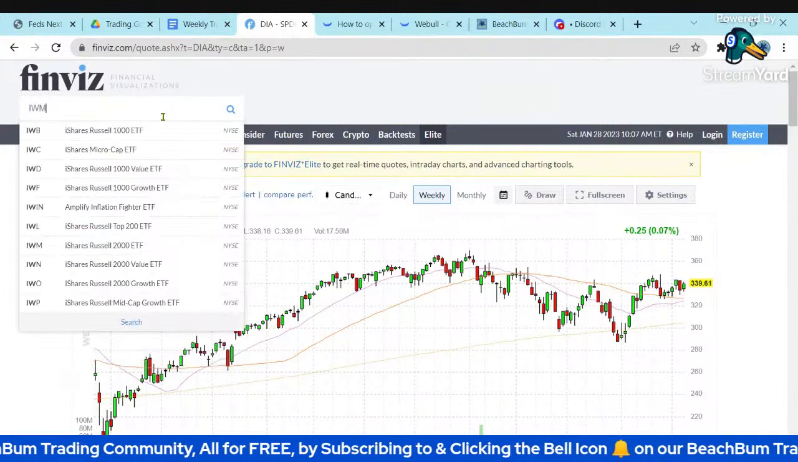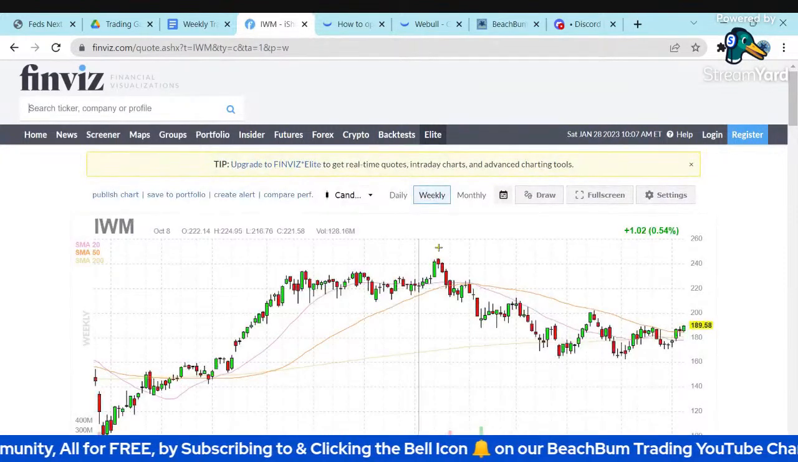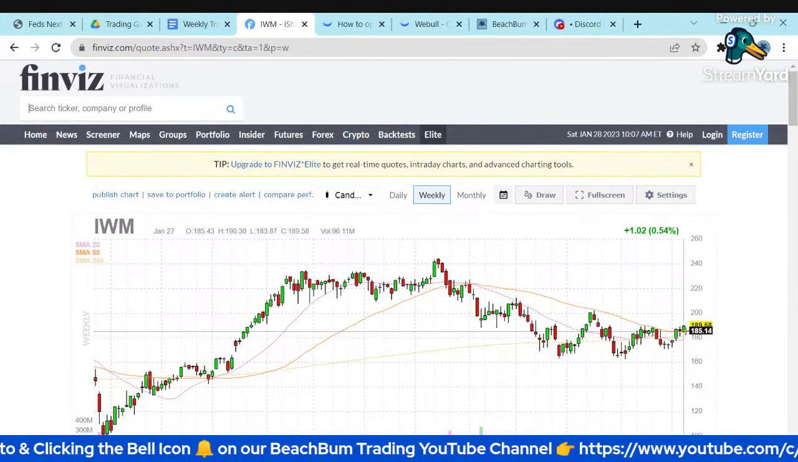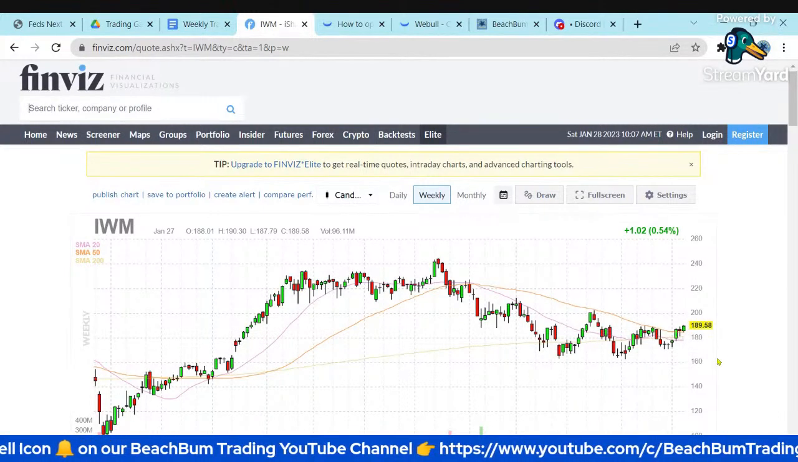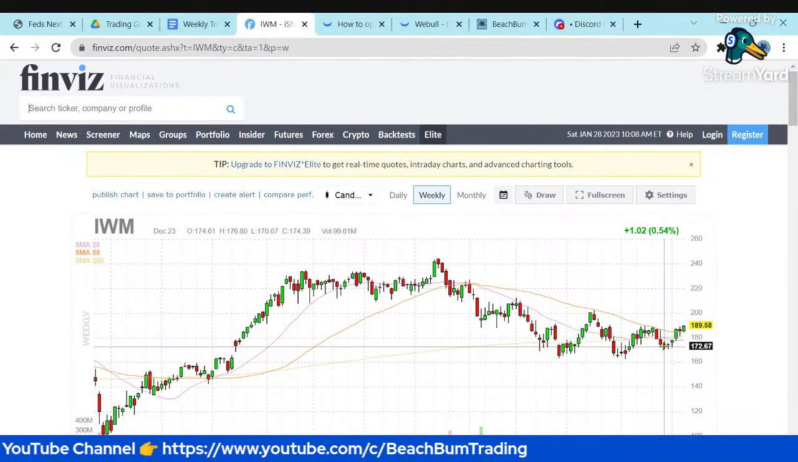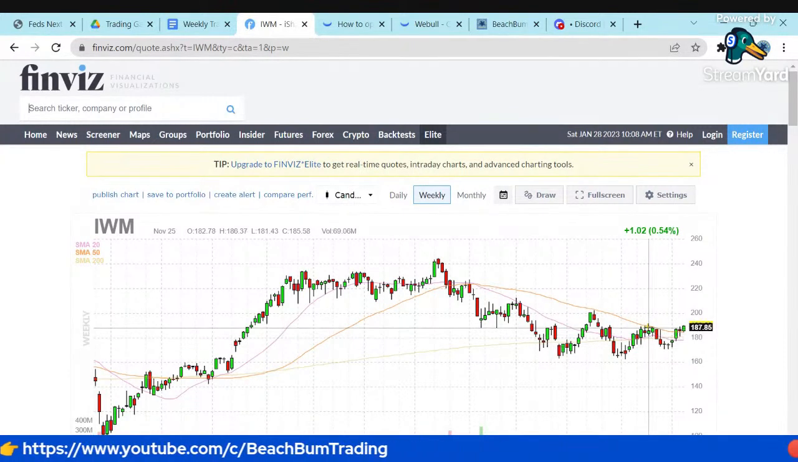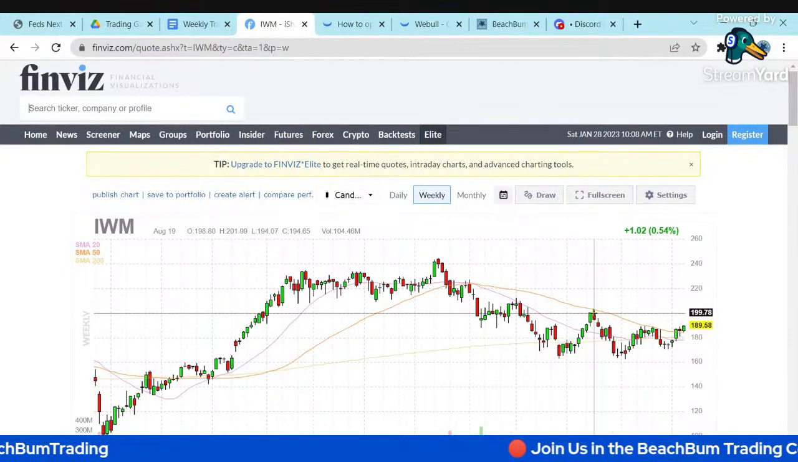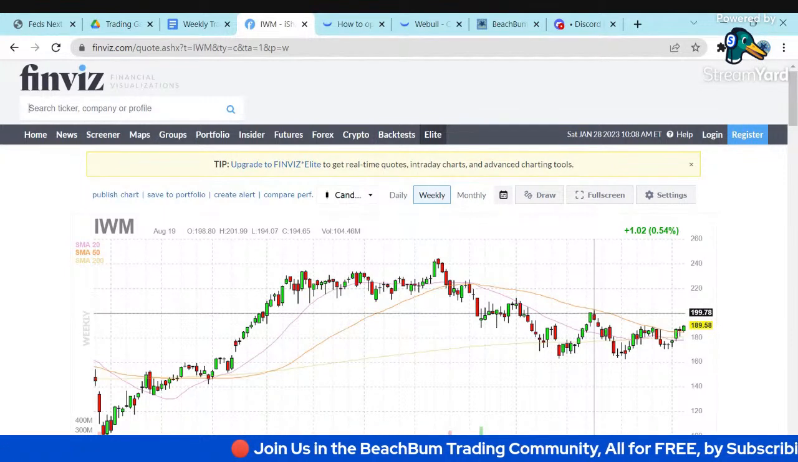Look at the IWM. IWM looks a lot like the SPY, so it's getting support from that 50-week moving average. It has broken up above. Looks like it made a higher low. So again, it looks like it's kind of testing the previous high. So we'll have to see if it can make it up to test that previous high there and go into an uptrend or not.